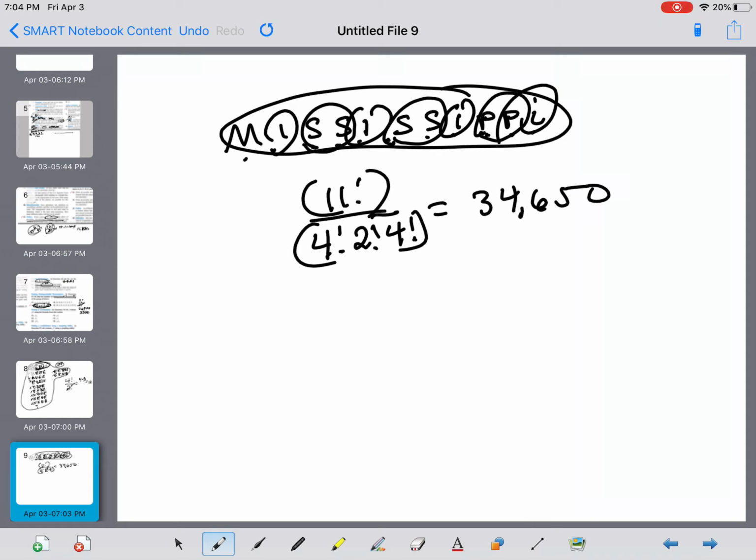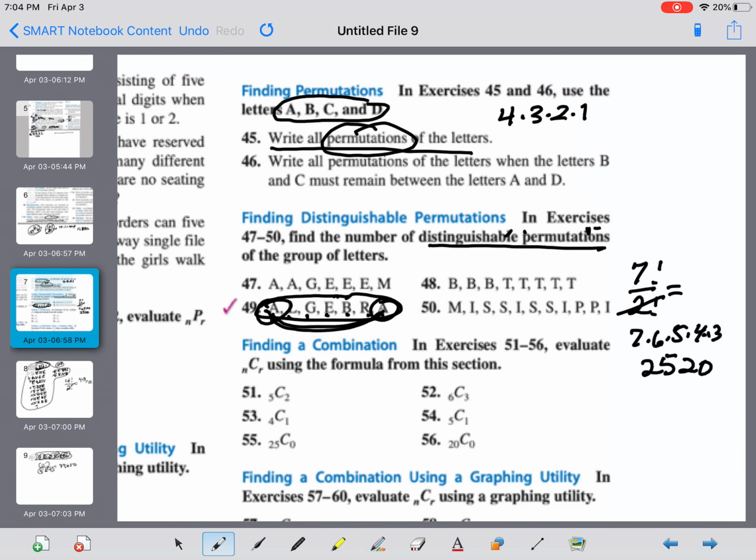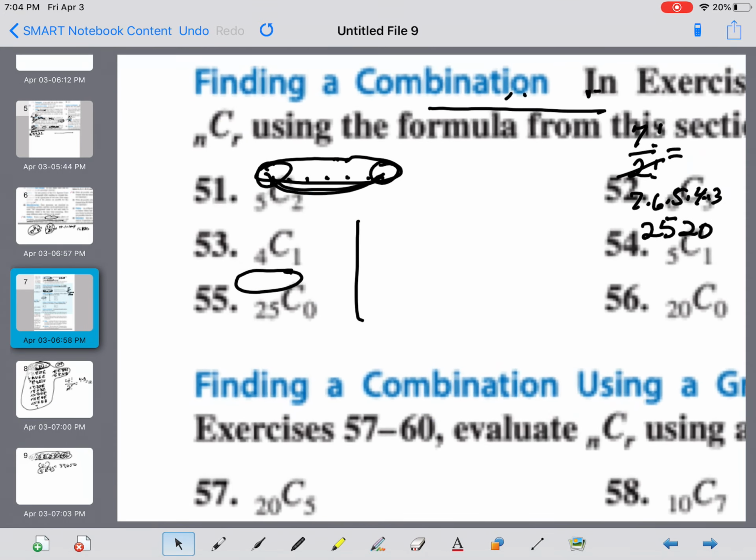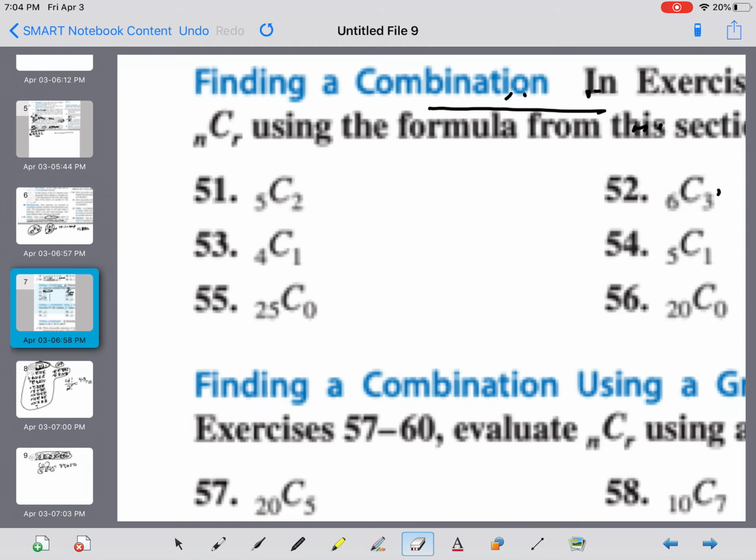Okay, so now let's go back to our homework. And we are on number 51, so a combination. All right, if it's a combination, let me erase some of this, get it out of the way. If it's a combination, it is n factorial over r factorial and n minus r factorial. If it's a permutation, it's just this part, n factorial over n minus r factorial. But if it's a combination, it's both of them to take out the order.